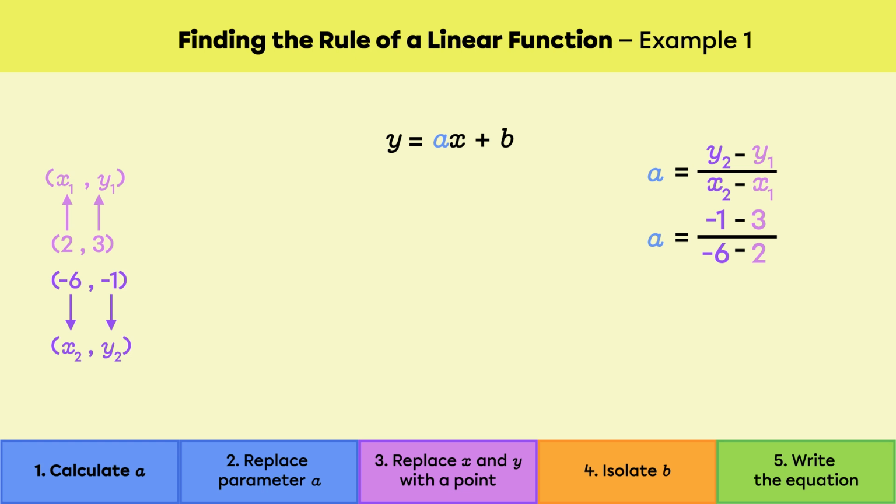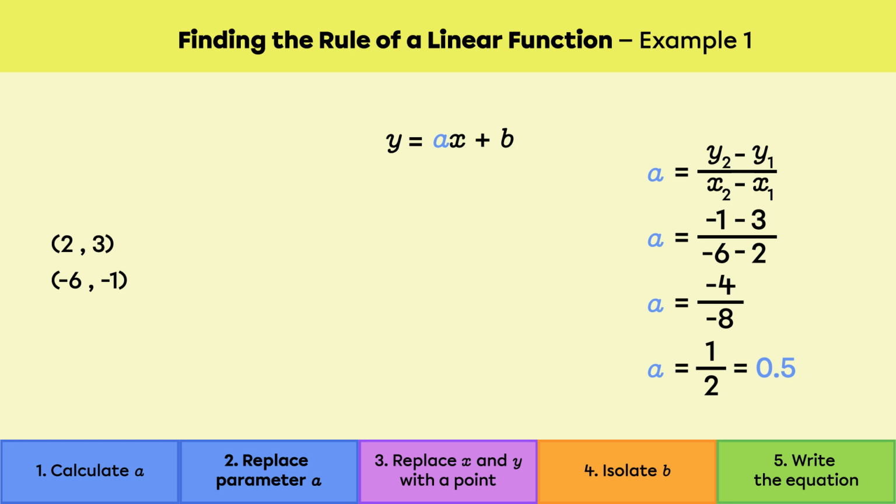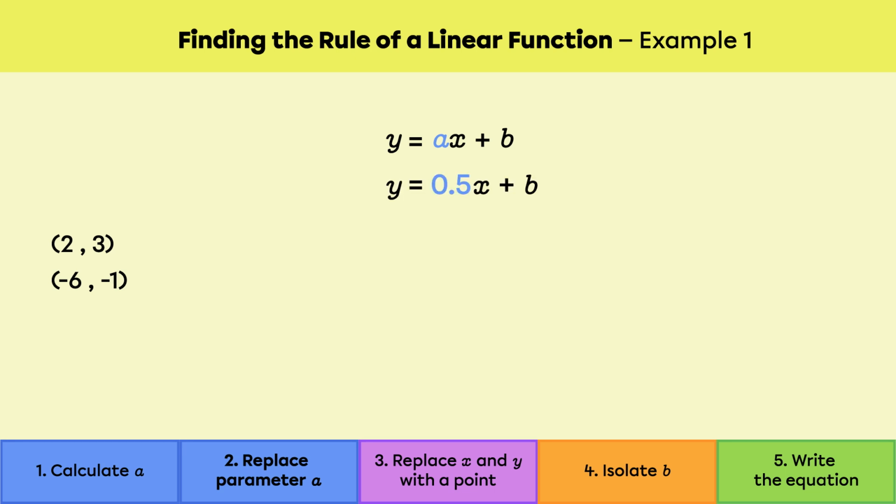Be careful here because there are multiple negative signs. Applying the law of signs, we get a equals -4 over -8. We then reduce the fraction to a equals 1/2 or 0.5. In the rule y equals ax plus b, replace a with 0.5 to get y equals 0.5x plus b. Now, replace x and y with the coordinates of either of the points. Let's take 2, 3. The result is 3 equals 0.5 times 2 plus b.